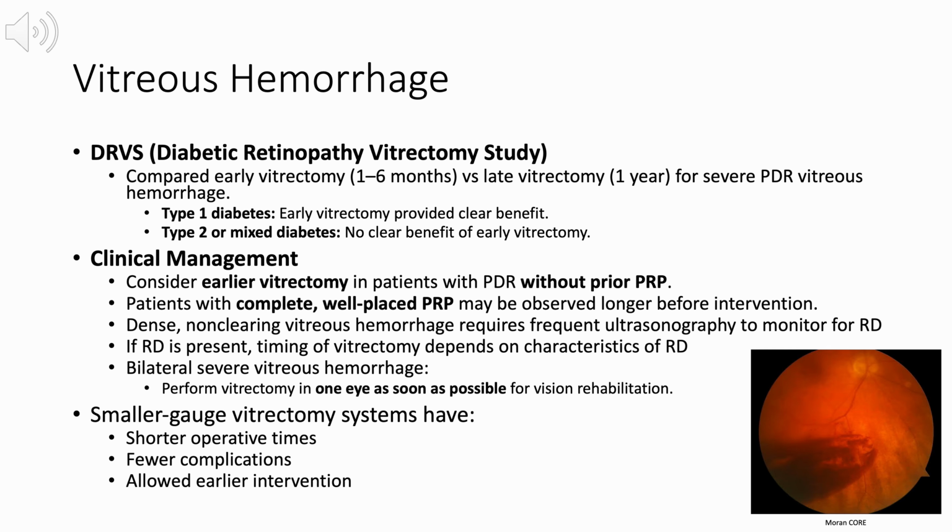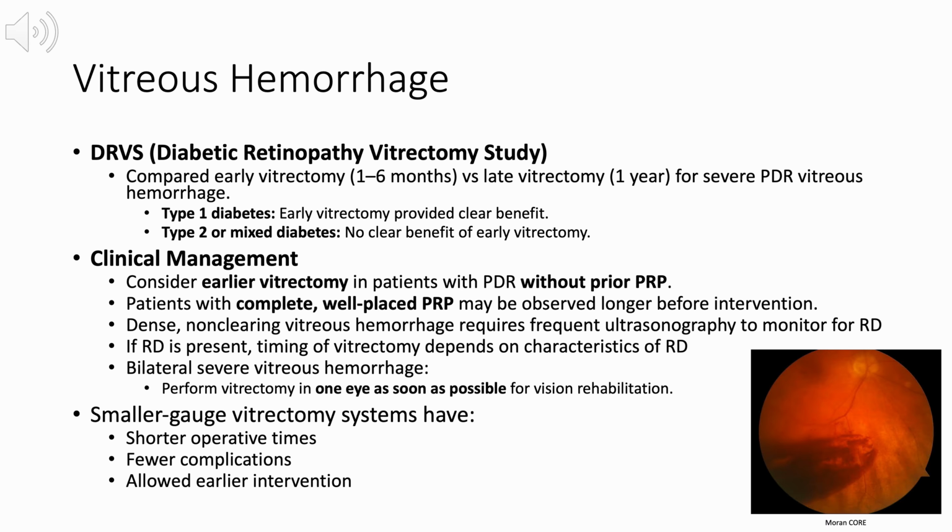This is essential because when you cannot see the retina, ultrasound is your only means of knowing whether it remains attached. If a detachment is present, the timing of vitrectomy depends on the characteristics of that detachment, including whether it's macula on or macula off. In bilateral severe vitreous hemorrhage, perform vitrectomy in one eye as soon as possible for visual rehabilitation, since a patient with bilateral dense hemorrhage is functionally blind.